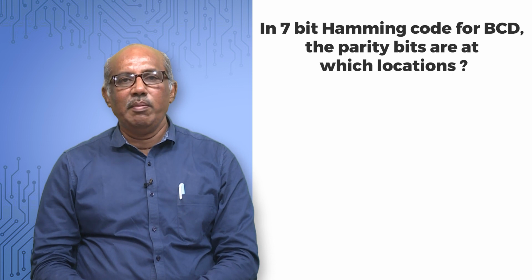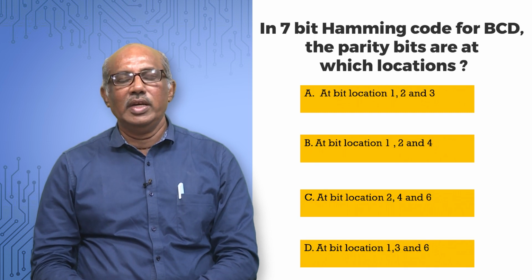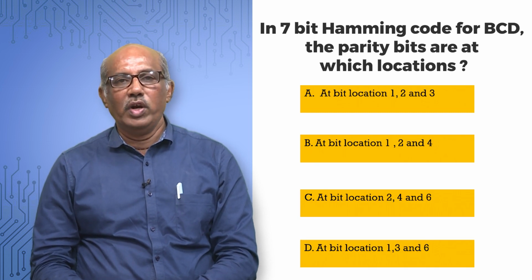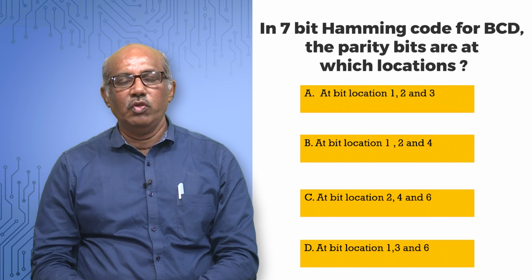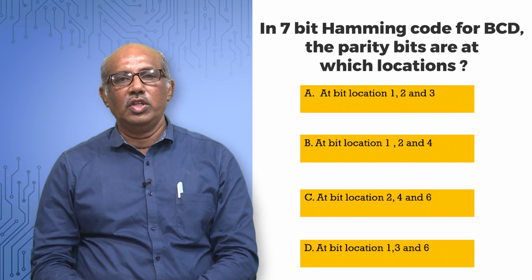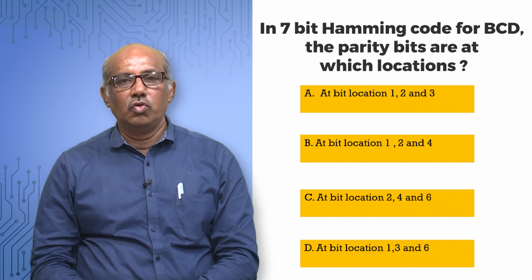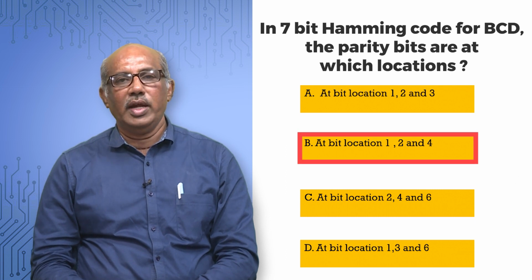In 7-bit Hamming code for BCD, the parity bits are at which locations? You know that for a BCD number we require 4 data bits. So, how many parity bits do we require? We require 3 parity bits, and at which locations are they placed? At bit locations 1, 2 and 4, that is 2 raised to 0, 2 raised to 1 and 2 raised to 2. So the correct answer is B. Now, move on to the next question.